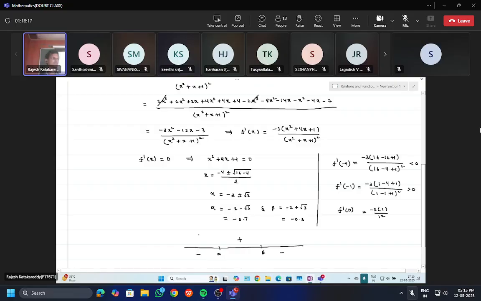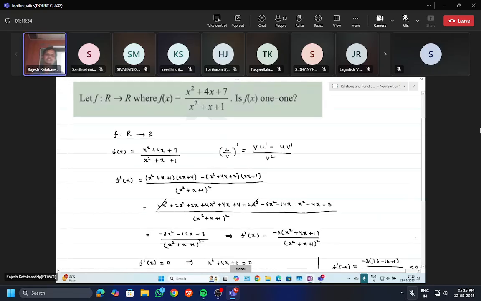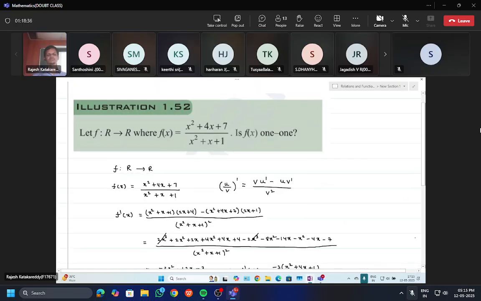Clear? Understood? Any doubts in this? F is many-one in R. That means if we take the set of real numbers, it is many-one. Dear online students, any doubts in this problem? Thank you for responding.